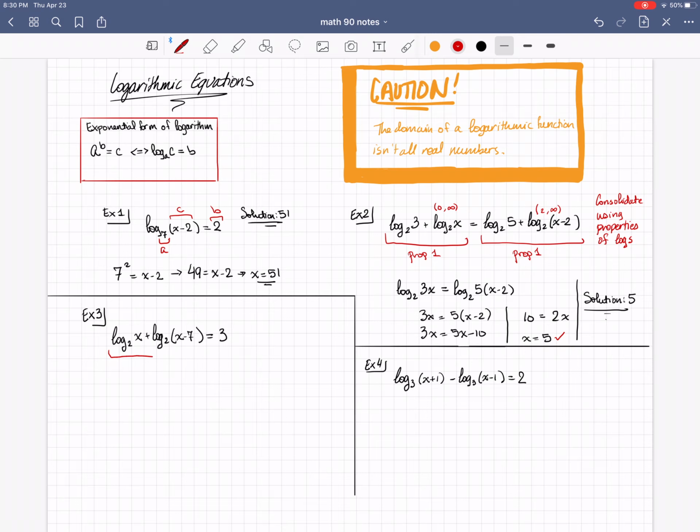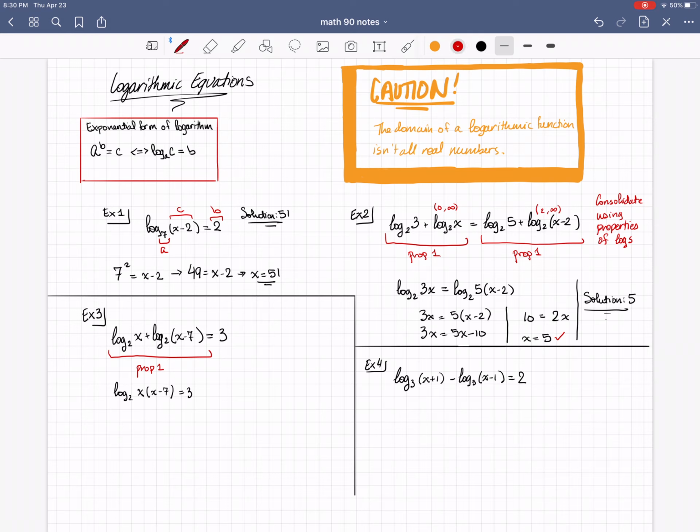Again, we have two different logs on the left-hand side. So we're going to consolidate them using properties of logarithms. This is property number 1. So when we consolidate them, we have log base 2 of x times x minus 7 is equal to 3. Now, again, we're going to use the exponential form.